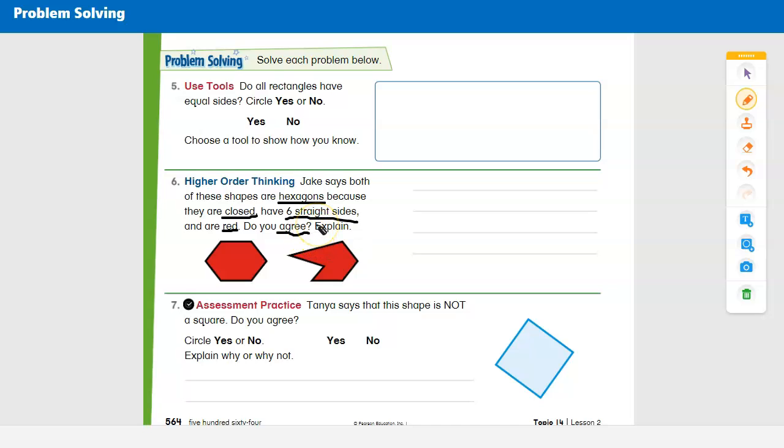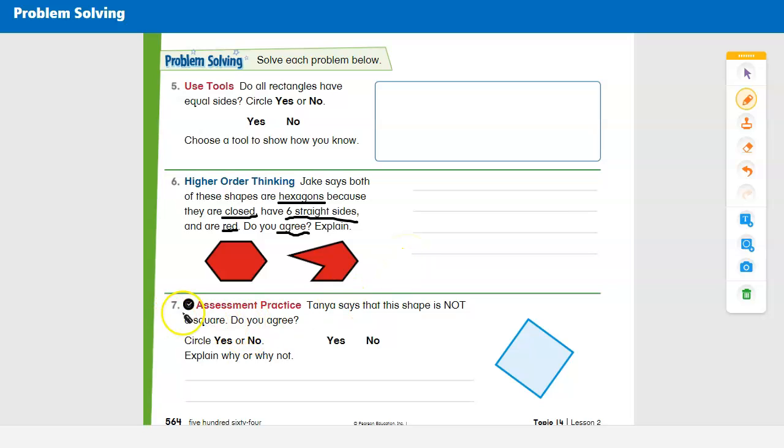So let's think about this together because this is a little bit of a hard question. So we know both of these shapes are hexagons. So a hexagon has 6 sides to it. So 1, 2, 3, 4, 5, 6. 1, 2, 3, 4, 5, 6. So we know that they're hexagons, but are they hexagons because they are closed, have 6 straight sides, and are red? That is what it wants us to know.